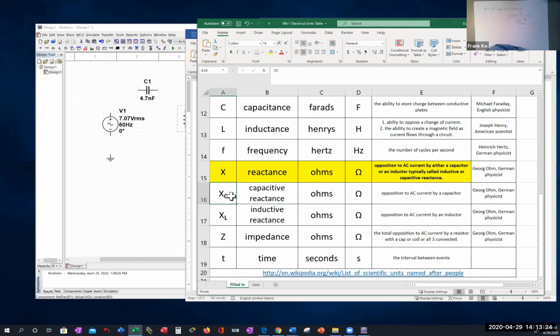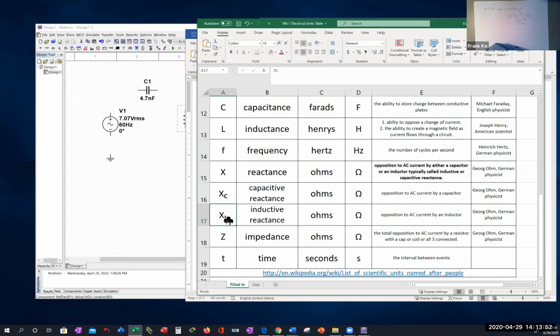So X sub C, we pronounce this as X sub, like subway, or subscript. X sub C represents capacitive reactance measured in units of ohms with the omega. And this is specifically defined as opposition to AC current by a what type of device? By a capacitor.